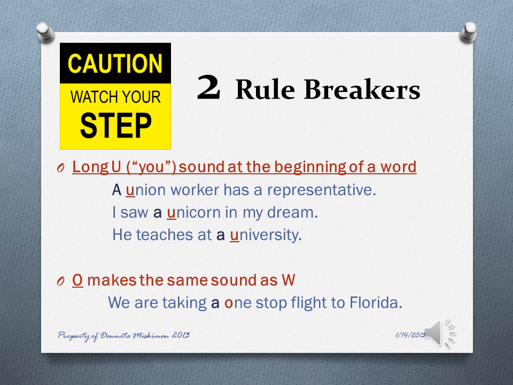Let's look at our first example. A union worker has a representative. In this example, a is used before the word union because union has the long U sound. Let's examine our second rule breaker. A is always used before a word that begins with an O but makes the W sound. Let's look at our example. We are taking a one-stop flight to Florida. A is used before the word one because one sounds like it begins with a W.